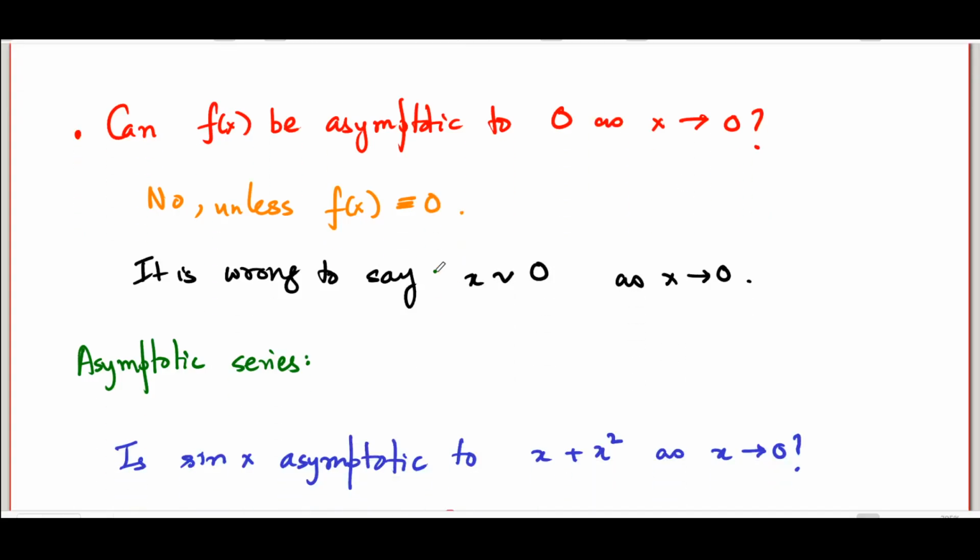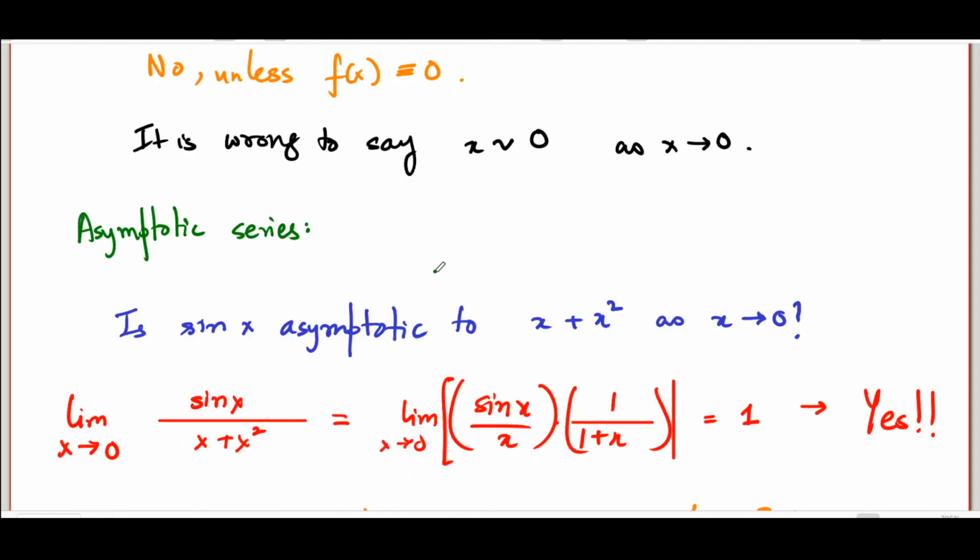Now, let's look at sin x again. We already know that sin x is asymptotic to x as x goes to 0. Is it asymptotic to x plus x square? The answer, of course, is yes. If you take the ratio of sin x to x plus x square as x goes to 0, do I get 1? The answer is, of course, I do. Sin x by x into 1 by 1 plus x, that's what this ratio really is. And the limit as x goes to 0 of this is the limit of sin x by x as x goes to 0 times the limit of 1 by 1 plus x as x goes to 0. And that, of course, is exactly equal to 1. So sin x is asymptotic to x plus x square.